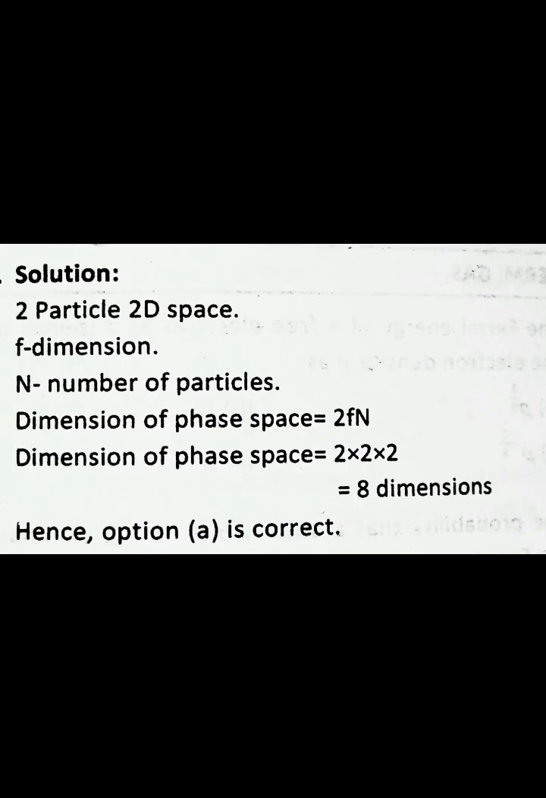So here it is given that this is 2 particles and 2D space. So here F is the dimension and N is the number of particles. So the dimension of the phase space is equal to 2FN, and this is equal to 2 into 2 into 2. So this is equal to 8 dimensions. So the answer is option A.